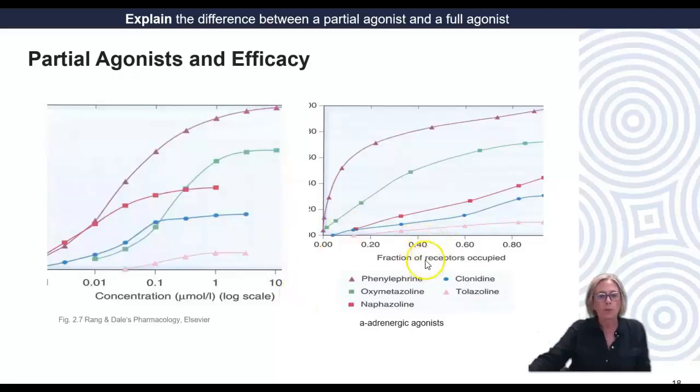And then if we look at it relative to the fraction of receptors occupied, you can see that even when 100% of the receptors are occupied, none of these partial agonists can elicit or produce the same tissue response that this full agonist is producing.